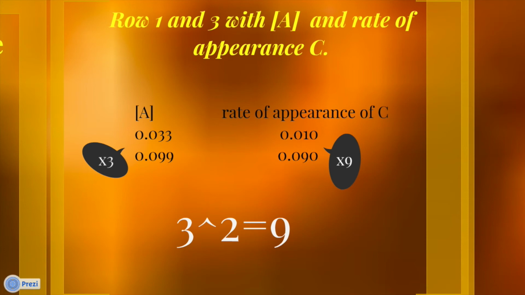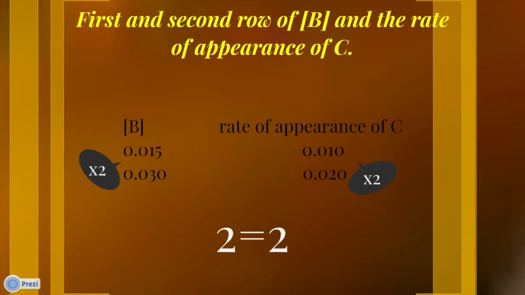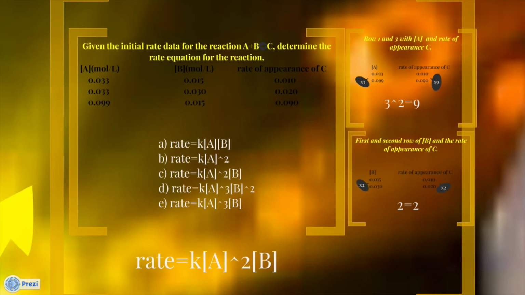Now we take a look at B. When we look at B when A is the same, this happens in the first and second row. We also look at C at this point. We notice that on both columns, to get from the first number to the second, you multiply by 2. The change in concentration, therefore, is directly proportional to the change in the rate. The order that follows this rule is the first order. So B is a first order. So we have a second order in A and a first order in B. The only one that fits this is choice C.